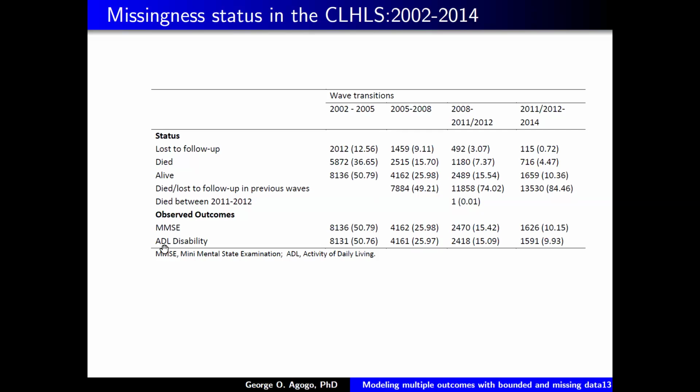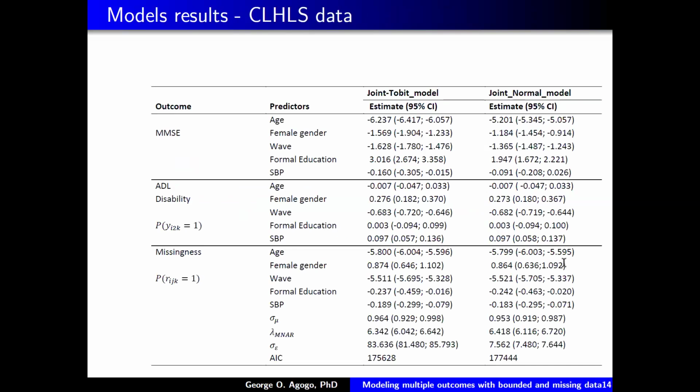The same for ADL disability. Between 2002 to 2005, by 2005, we only had about 51%. And at the end of the follow-up, we only had 9.93% observation. So there's a lot of missingness there. Now, we fitted the joint model assuming Tobit distribution for MMSE.